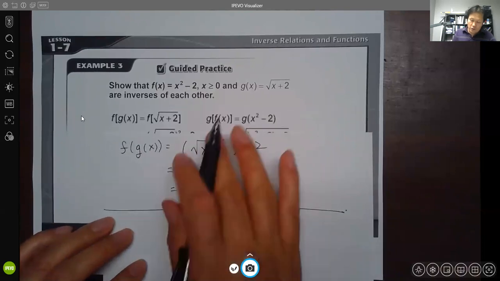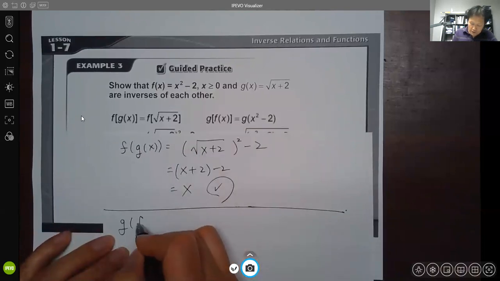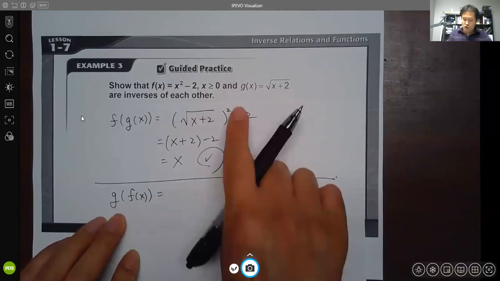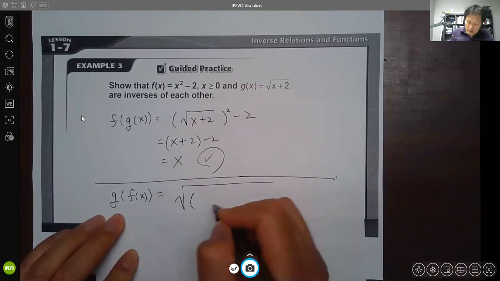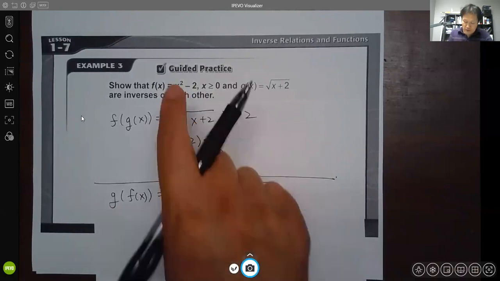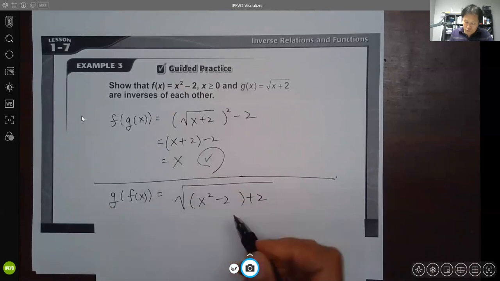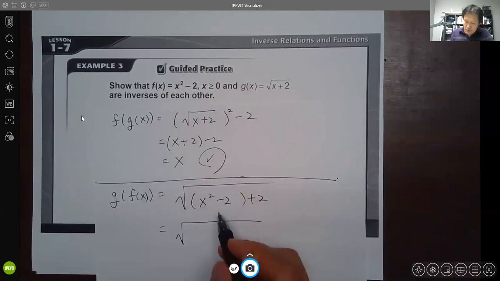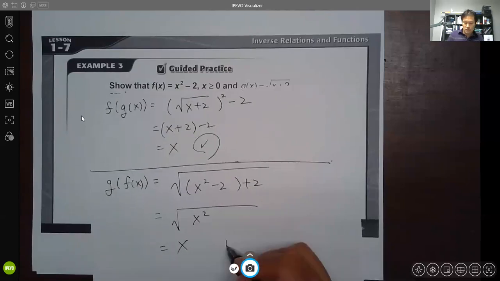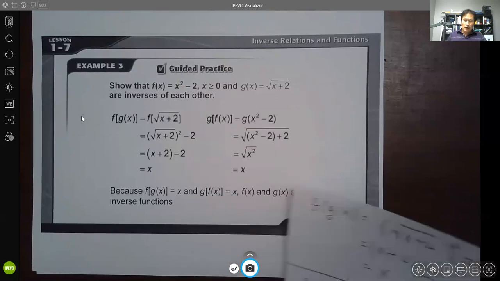Then what? You have to try g of f of x. G is a structure now. G is right here, square root of x plus 2. That's a structure. Plug it in f inside. X squared minus 2. So that becomes minus 2 plus 2 disappears. Square root disappears. Yep. Check mark. They are inverses of each other.